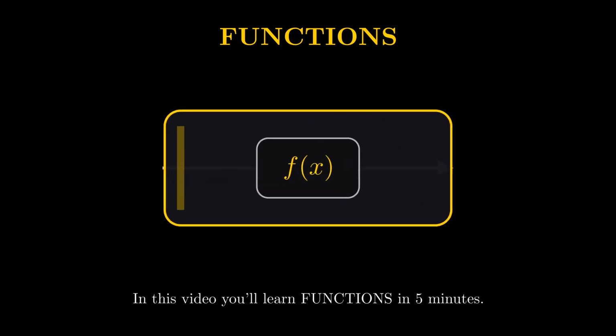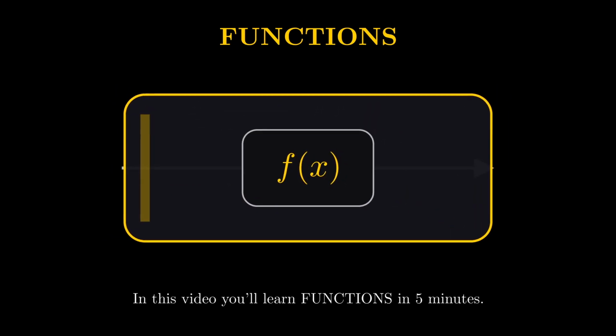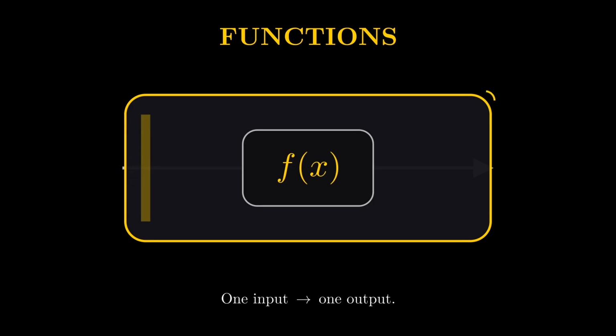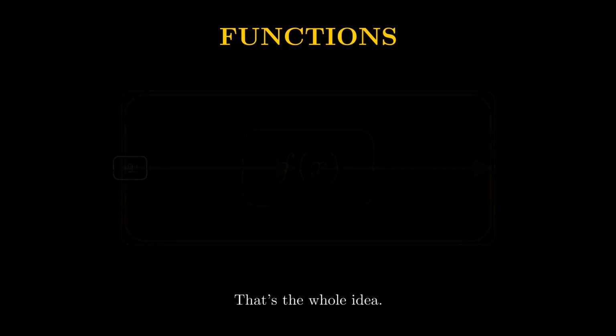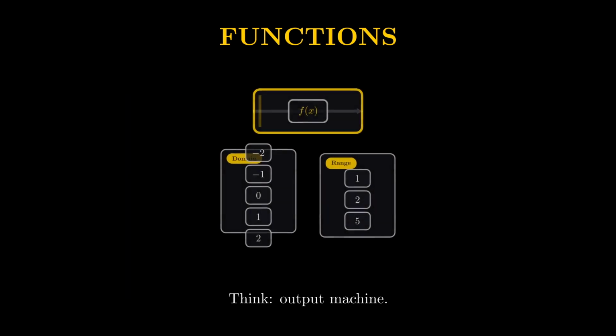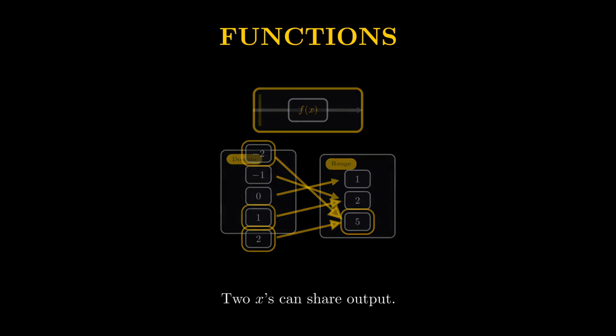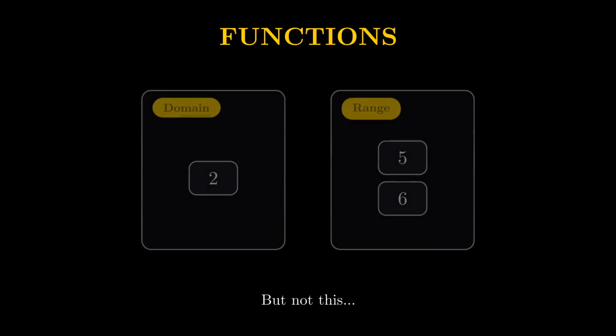In this video, you will learn all about functions in less than 5 minutes. Essentially, functions take inputs and return outputs. That's the intuition. Think of it as an output machine, where it takes the domain and maps those values to the range. Two domain values can share a range, but one domain value can't have two range outputs.